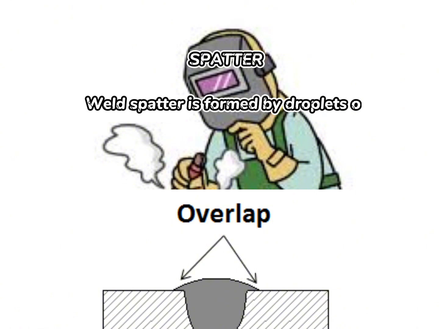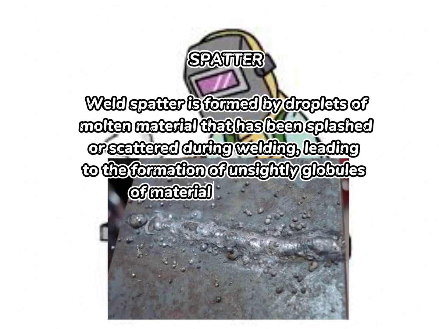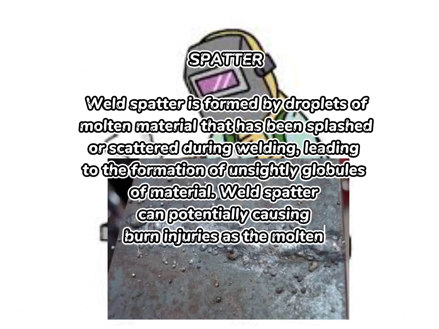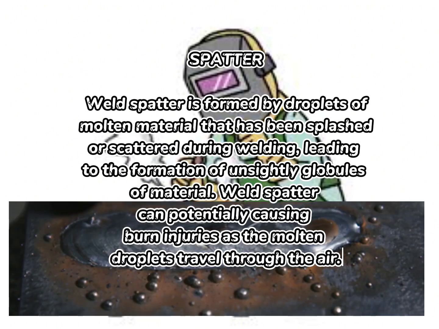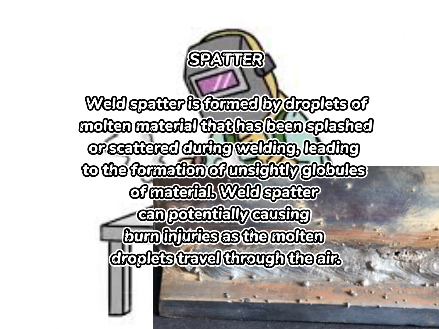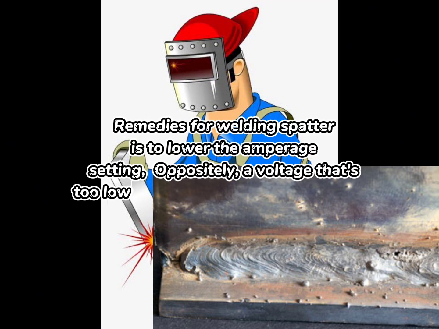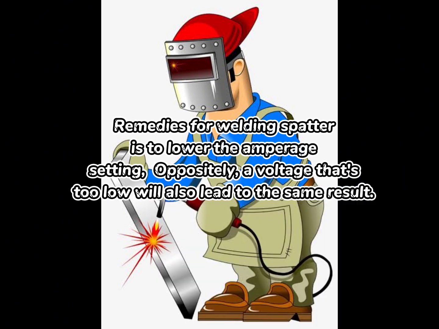Spatter. Weld spatter is formed by droplets of molten material that have been splashed or scattered during welding, leading to the formation of unsightly globules of material. Weld spatter can potentially cause burn injuries as the molten droplets travel through the air. A remedy for welding spatter is to lower the amperage setting. A voltage that's too low will also lead to the same result.